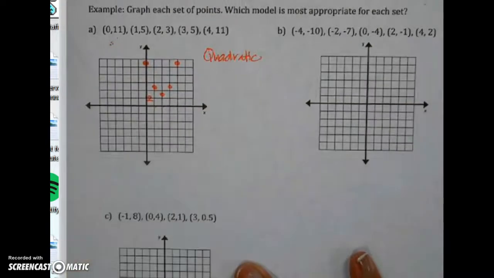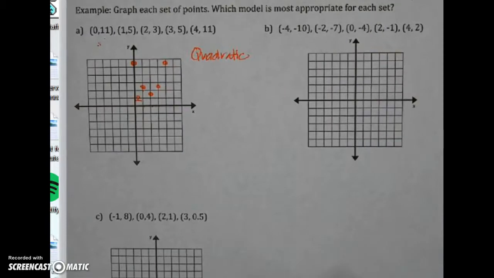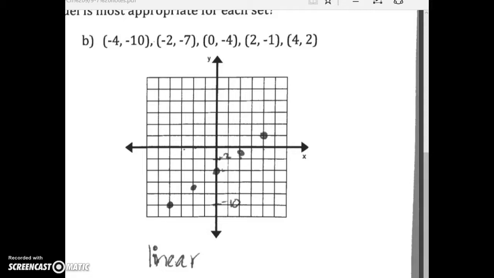If you could take one moment right now and plot the points for B and for C on these graphs, and then determine if they are quadratic, linear, or exponential. Please press pause now and do that. Okay, and so for part B, you have these points plotted, this data represented here, and if you're looking at the data points, they all connect in a line, so I would say that this would be linear.